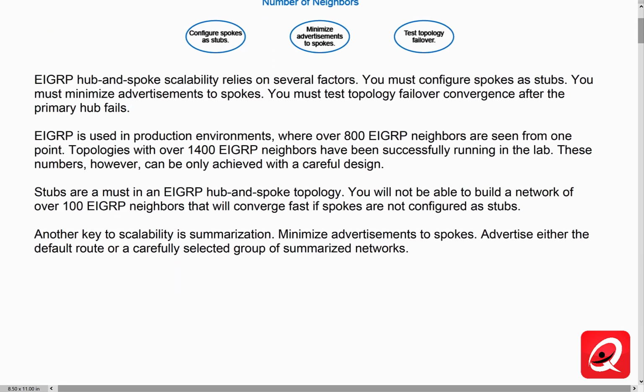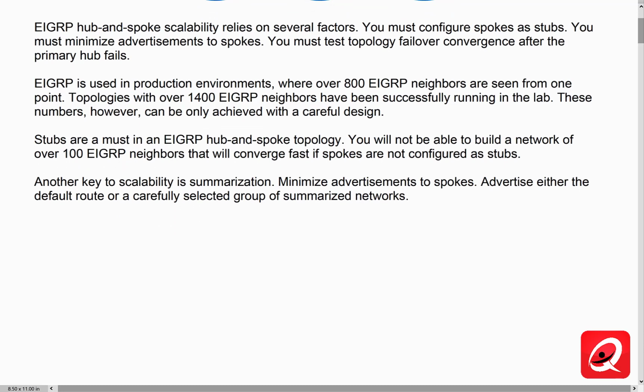All right. The scalability of the hub and spoke design does really rely on our ability to create those stub routers and minimize the advertisements of queries to the spokes. Obviously that's going to be based on the fact that we actually have a true hub and spoke design. There's no spoke to spoke communication, logically speaking, and there's no redundant paths in the picture. But we can scale to a much larger environment.